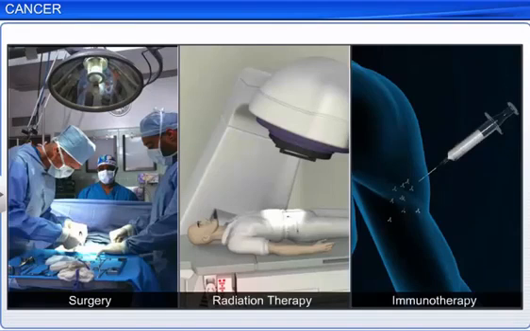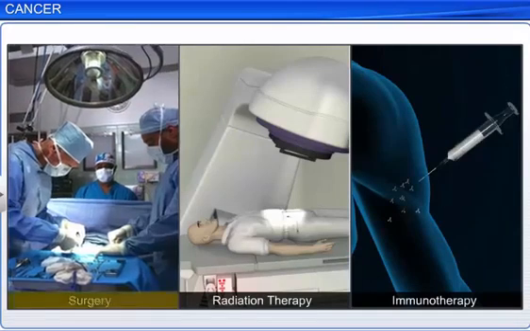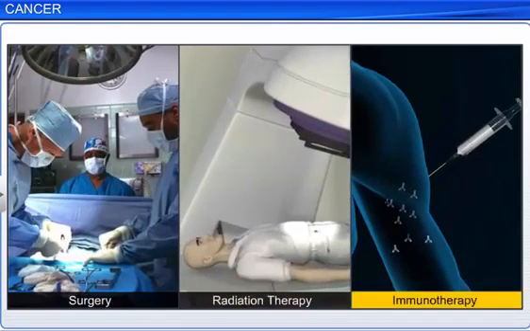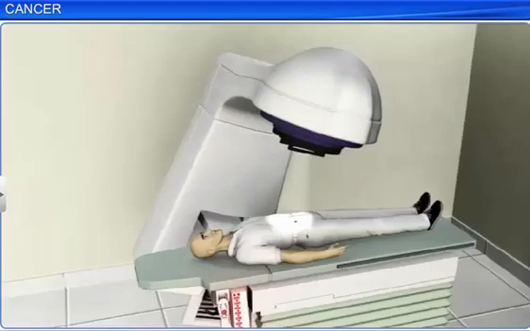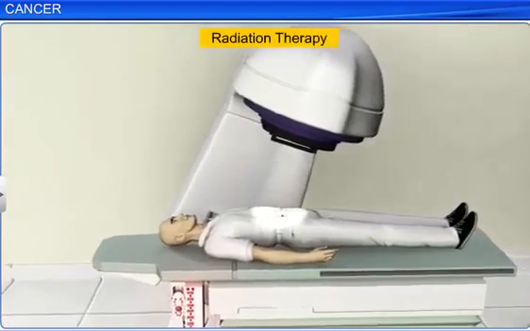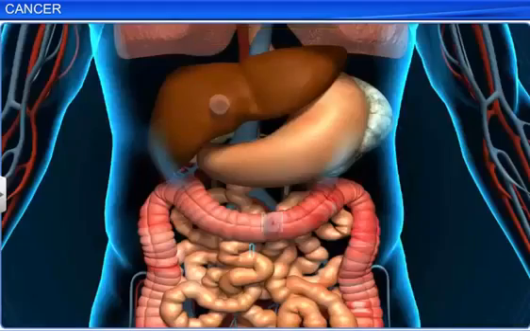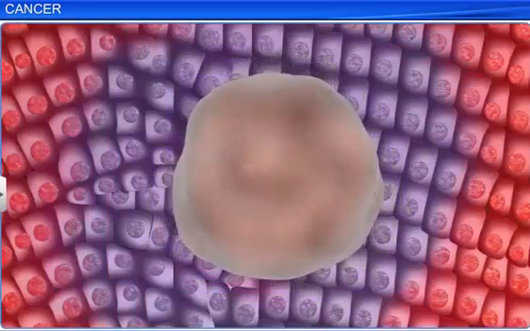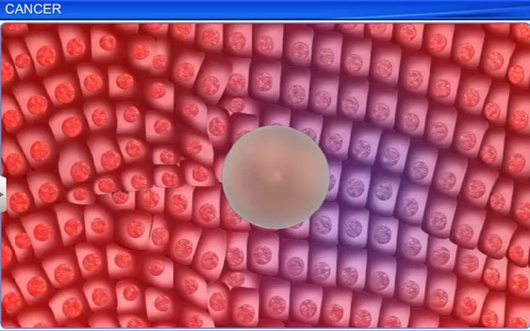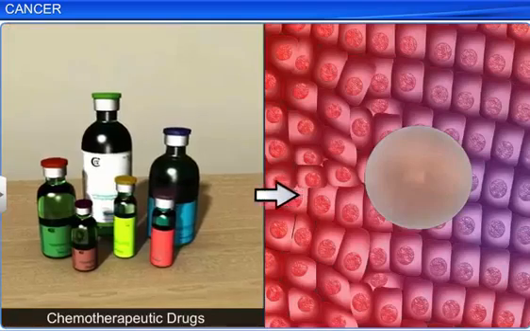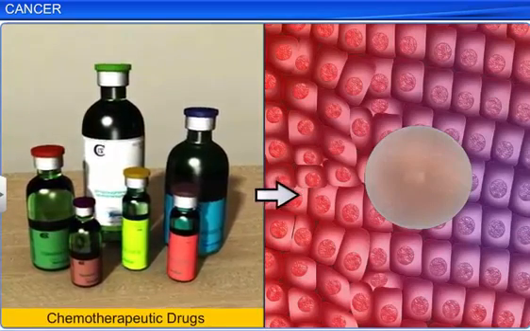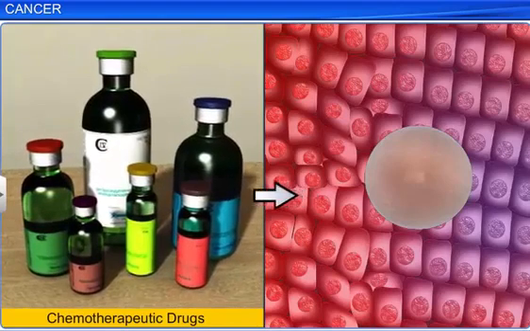Cancer is usually treated by a combination of surgery, radiation therapy, and immunotherapy. In radiation therapy, tumor cells are irradiated lethally while taking care not to damage normal surrounding cells. Sometimes, cancerous cells are killed by chemotherapeutic drugs, which may be specific to particular tumors.